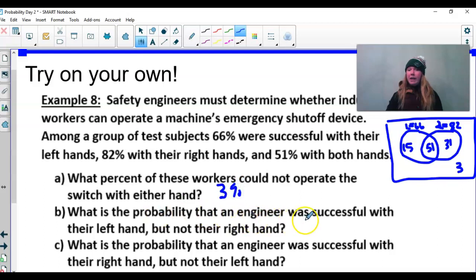What is the probability that an engineer was successful with their left hand, but not the right? So that's just that area right here. That's 15%. And then what is the probability that an engineer was successful with their right hand, but not their left? That's 31%.